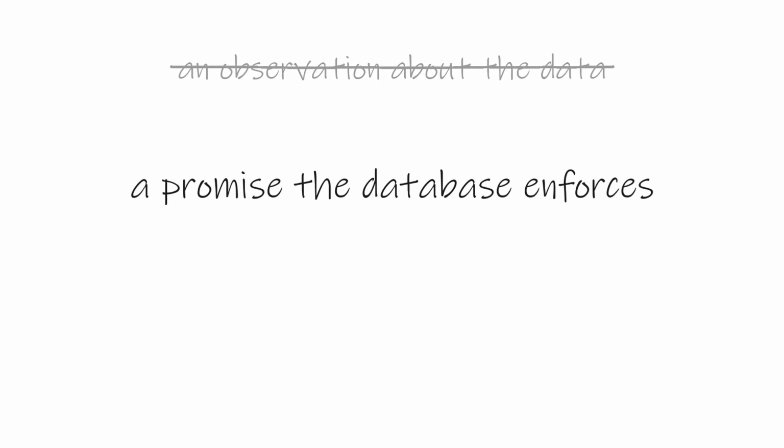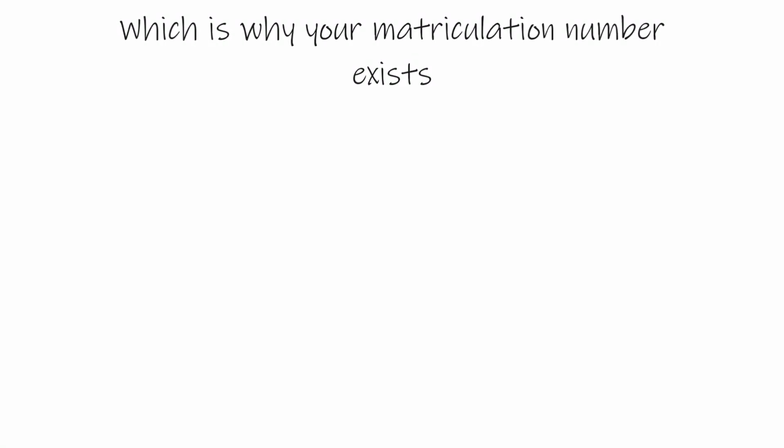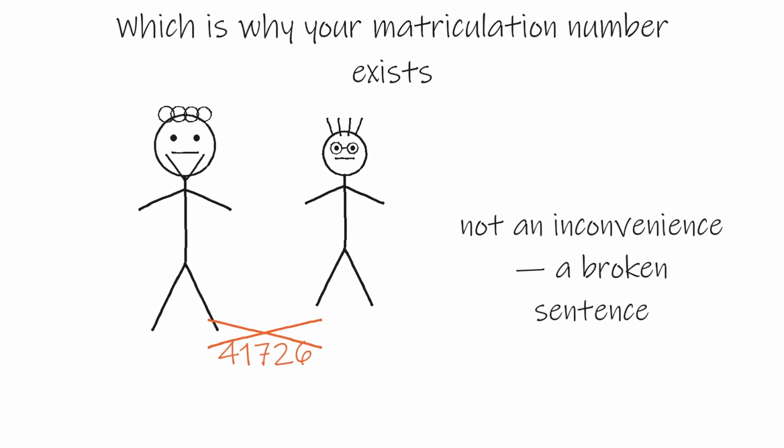That's not an observation about the data. That's a promise the database enforces. A primary key, which is why your matriculation number exists. 2 students sharing 1 isn't an inconvenience, it's a broken sentence.